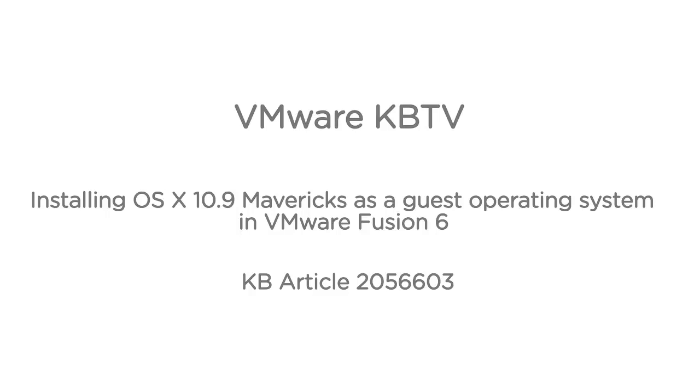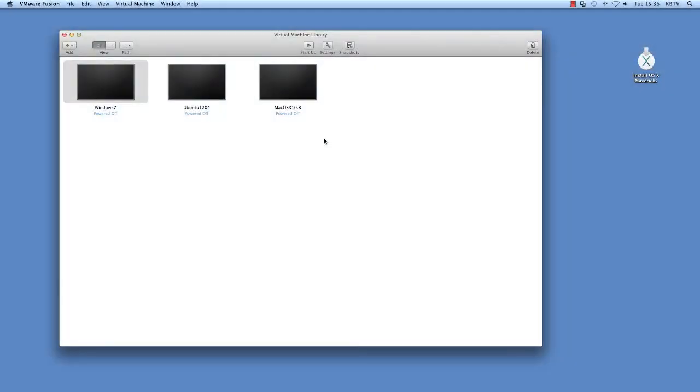In this video, we will look at installing macOS X 10.9 Mavericks as a guest operating system in VMware Fusion 6. This video is based on VMware Knowledge Base article 2056603. To install macOS X 10.9 in a virtual machine, first, you will need to purchase and download the Install OS X 10.9 Mavericks application from the Mac App Store.